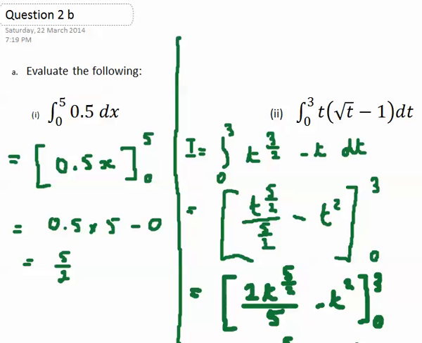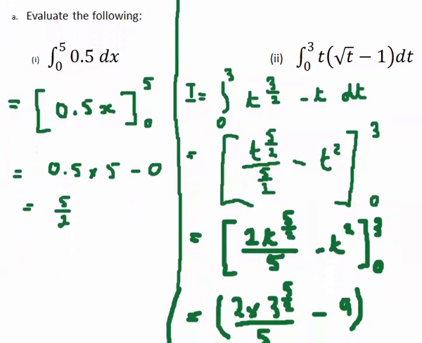Our next example contains one little trick, and what we need to do first is to expand out the brackets here so that we can integrate. And so this is t to the power of 1, isn't it? Times t to the power of a half. So that's t to the power of 3 on 2, 1.5. Minus t times 1 is t. So minus t dt, we're integrating in respect of t is what that means.